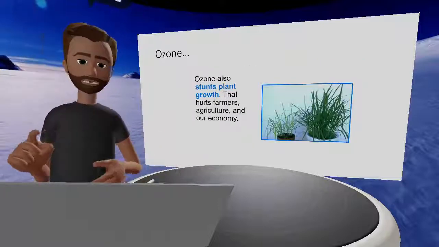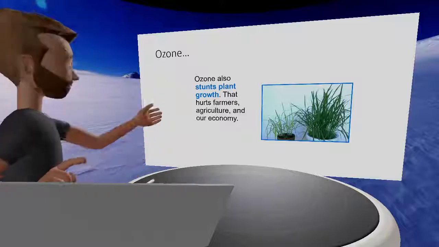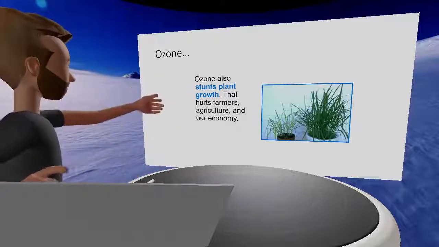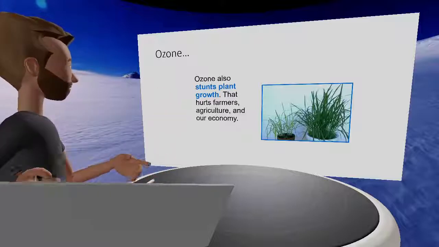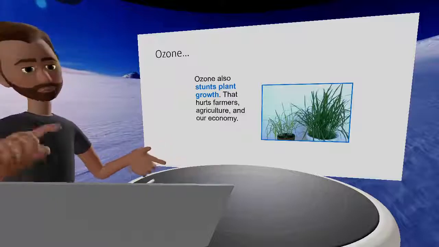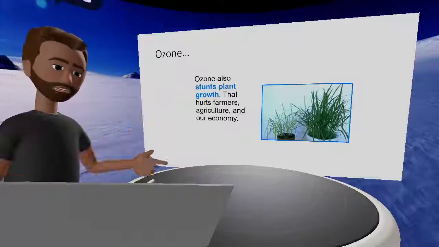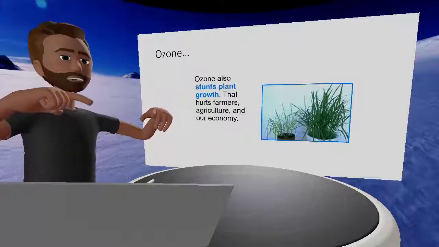It's also not great for plants. It stunts plant growth. Here on the left-hand side is an example of a plant that's had its growth stunted because it's been in a high O3 environment, whereas the plant on the right-hand side is growing pretty healthily and hasn't been affected by O3. This has a huge impact on farmers and agriculture and ultimately our economy if we can't get control of O3 in the troposphere.